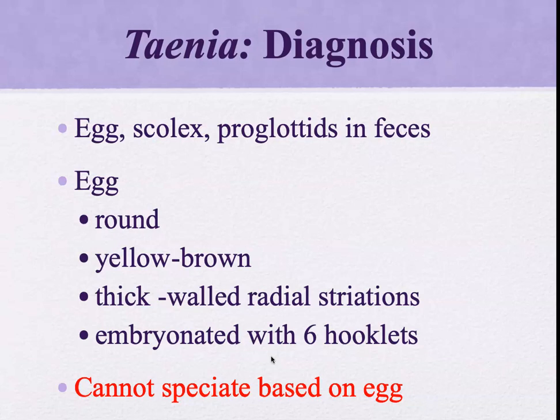Now, the egg is identical for both species. So when you see this egg, you don't know whether it's Taenia saginata or Taenia solium, and we just report it as Taenia species.